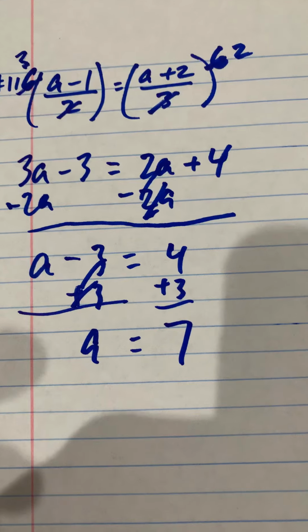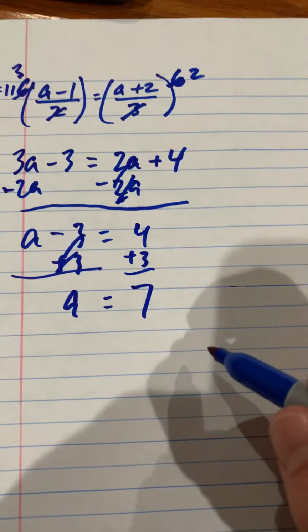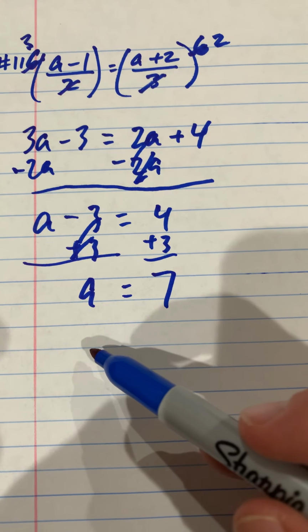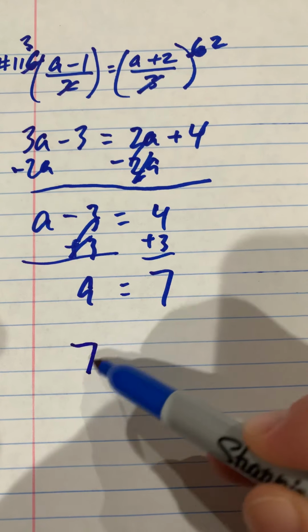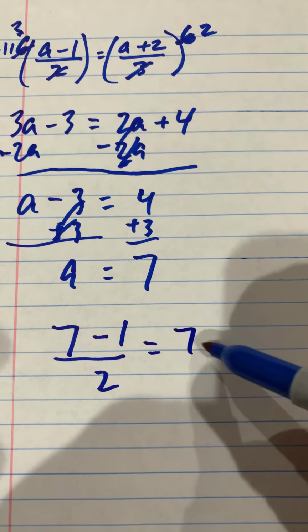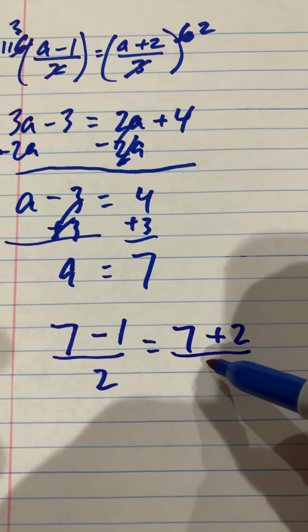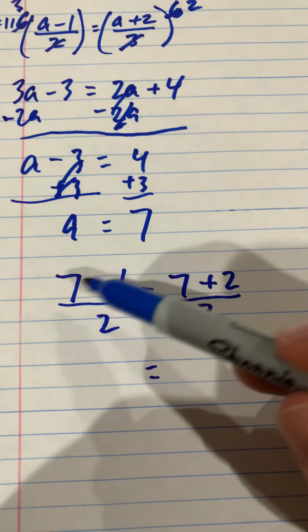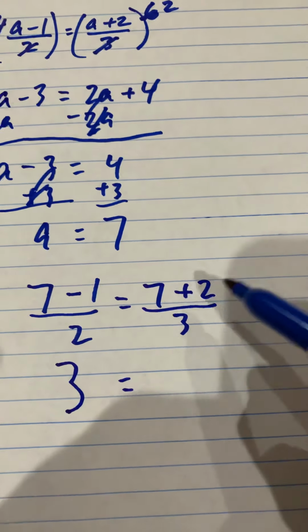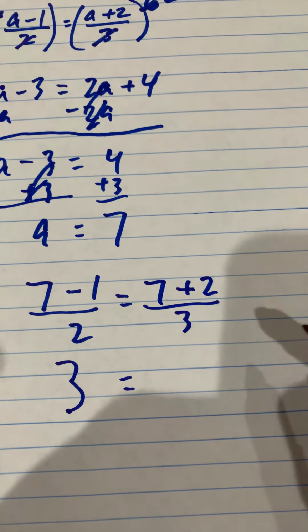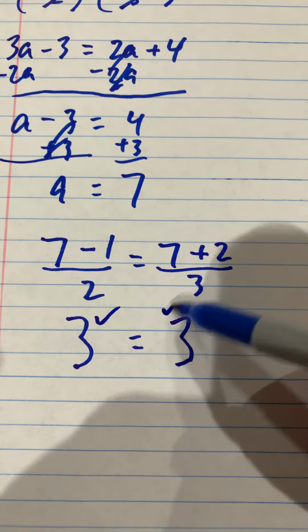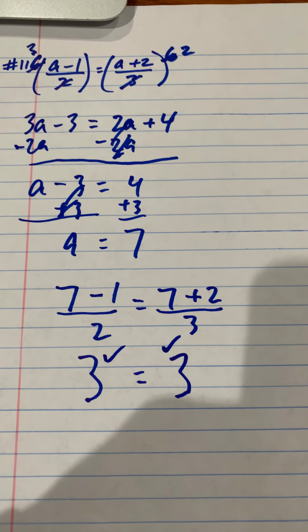We can actually take some time here if we want to check it. I'll just show you what we were talking about earlier. Plug in a 7, go back to the original equation, which is a minus 1 over 2 equals a plus 2 over 3. So that's going to be 7 minus 1 over 2 equals 7 plus 2 over 3. Well, that's 6 over 2. 6 over 2 is 3. And 9 divided by 3 is 3. So that checks. See how that works? All right, very good.